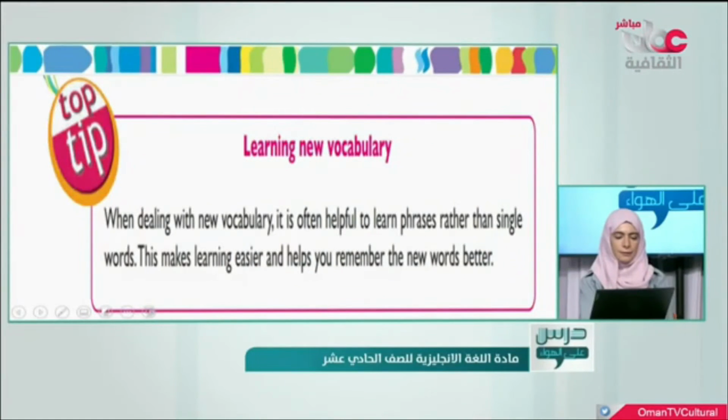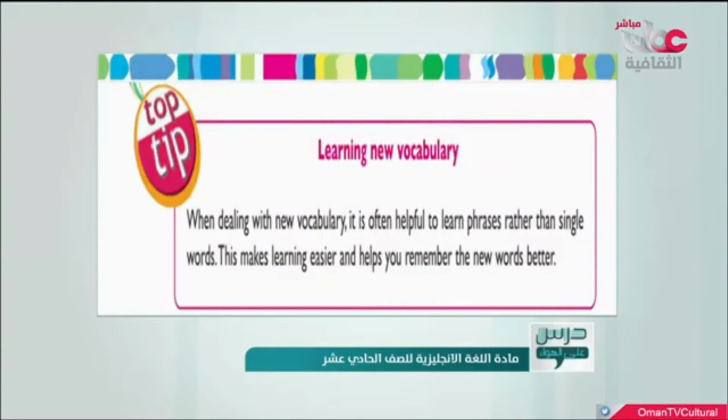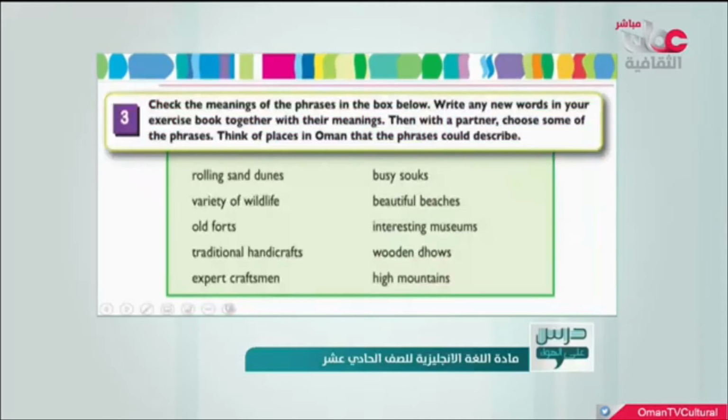Now move to the top tip activity, learning new vocabulary, which says when dealing with new vocabulary, it is often helpful to learn phrases rather than single words, and it works a lot. Sometimes we don't know how to explain single words, but whenever they are put in a sentence or in a text, we feel relaxed to have an idea about the intended meaning. The picture will be more clear if we have the word inside a context. If we get a word, we try to put the word in an example to make the meaning more clear.